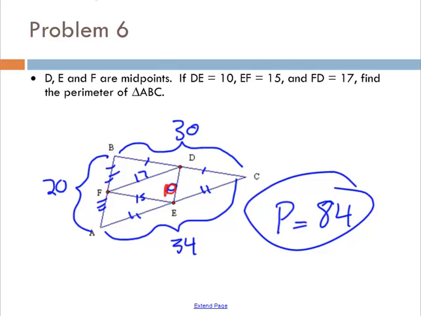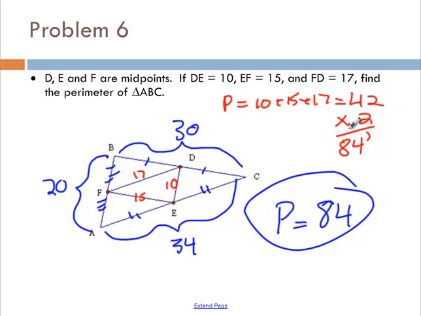An alternate way to do that is, let me rewrite these in red. Let me erase them. An alternate way, let's do the whole thing in red. This one's 10, this one's 15, this one is 17. 10 plus 15 plus 17 is 42. So the perimeter of the small triangle is 42. I'm going to multiply that by 2 and get 84 as well.